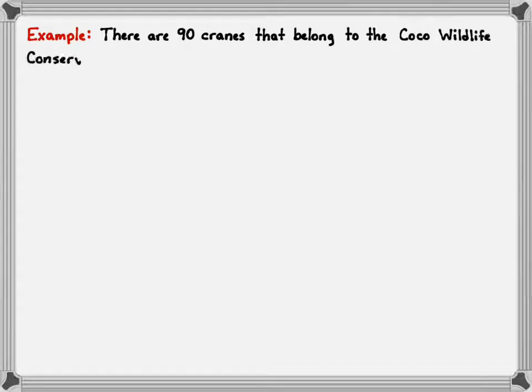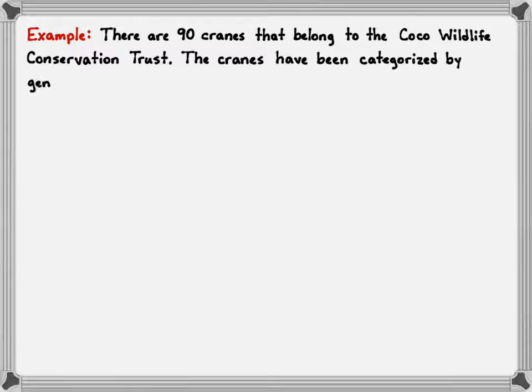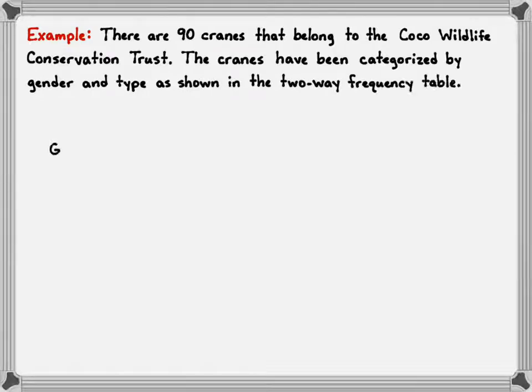Let's take a look at an example of what this looks like. We actually have a lot of examples today, so hopefully if you had any questions or concerns, this clarifies some of that. There are 90 cranes that belong to the Cocoa Wildlife Conservation Trust. The cranes have been categorized by gender and type as shown in the two-way frequency table.